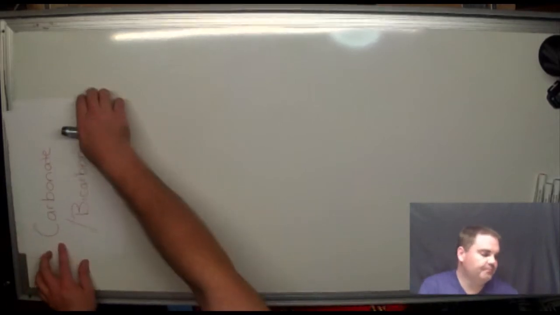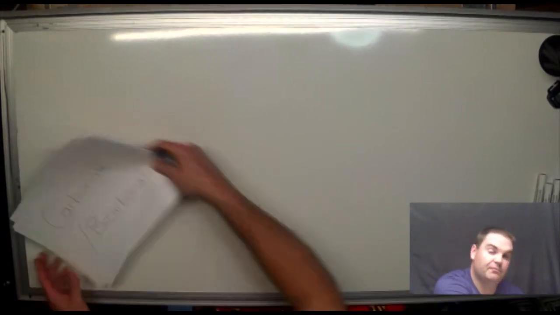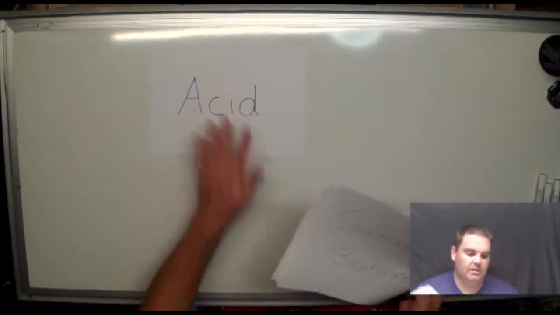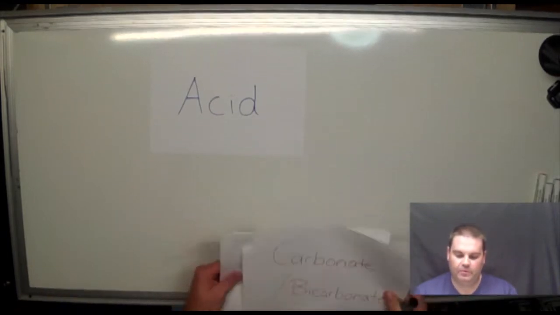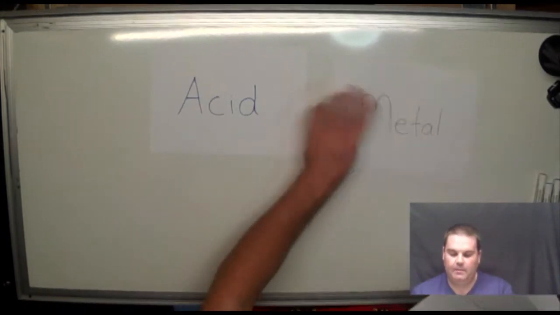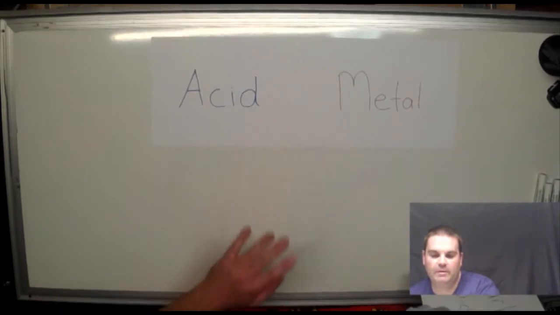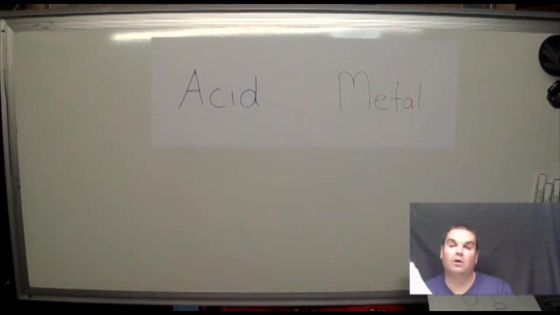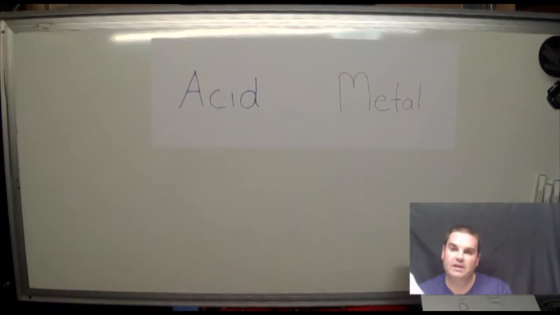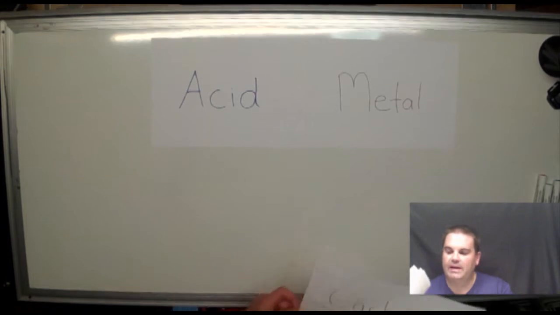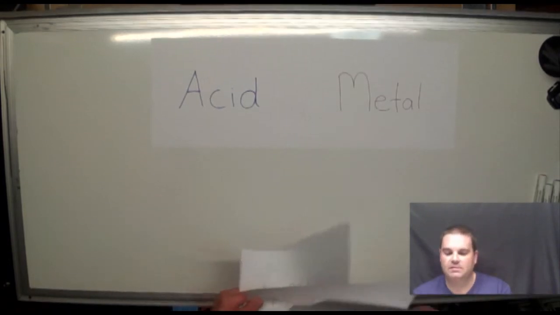Next one I'm going to show you is an active metal plus an acid. So we've got an acid and we've got a metal. What I mean by active metal is if you've got something like gold or even silver, they tend to be quite unreactive metals, so you need a very, very concentrated acid. We're not necessarily talking about concentrated acids here.